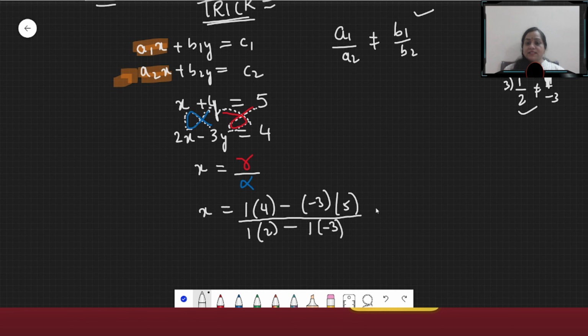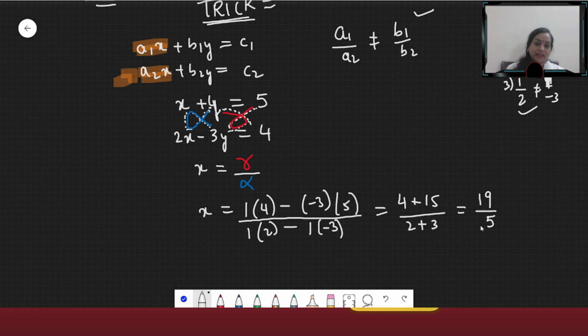Now solve this. Once you are clear with how to follow that path, you need not write all this also. It can be done in the mind itself. I'm just showing you in detail so that you understand it properly. So this is 4. Minus of minus becomes plus 15, divided by 1 into 2 is 2. Minus of minus becomes plus 3. So how much is this? This is nothing but 19 by 5. You have got your value of x very easily, within 1 or 2 steps.